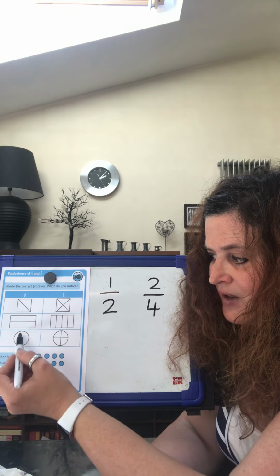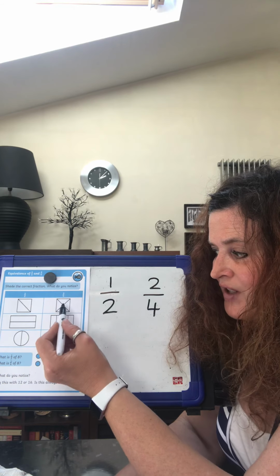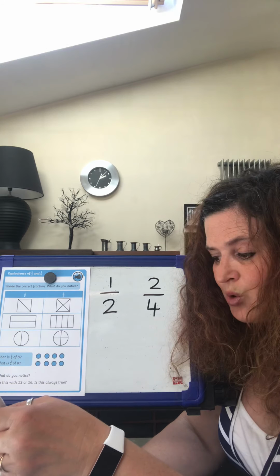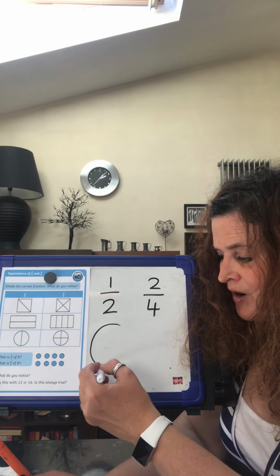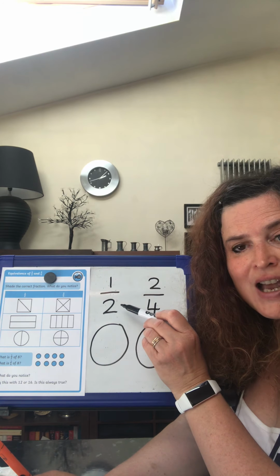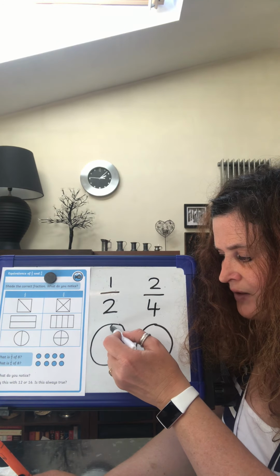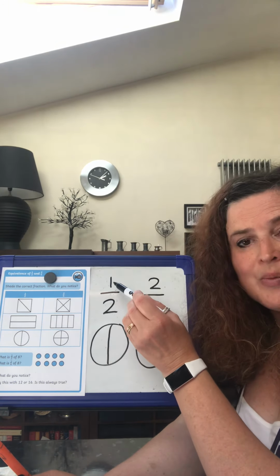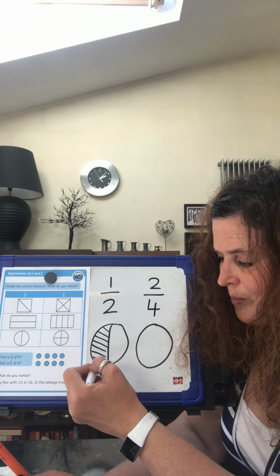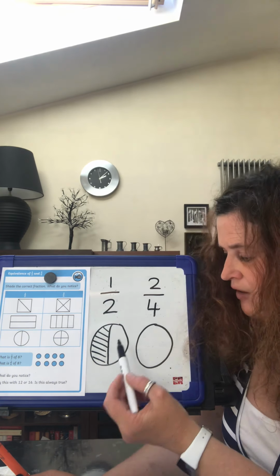The column here asks us to shade each of these shapes to show a half, and this column asks us to shade each of the shapes to show 2/4. Now, if we revise what we've been talking about this week, the denominator tells us how many parts to split our shape into altogether, so 2 parts altogether, and the top number, the numerator, tells us how many to shade, so 1 part out of 2. So this diagram now shows a half.